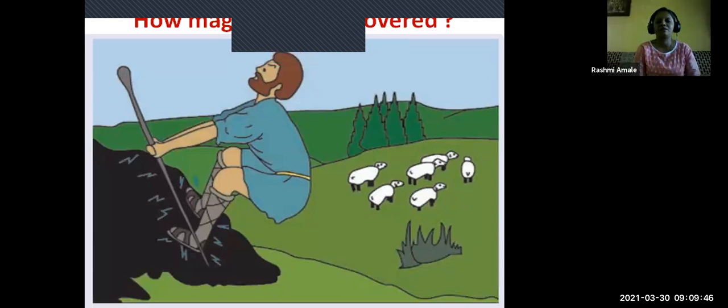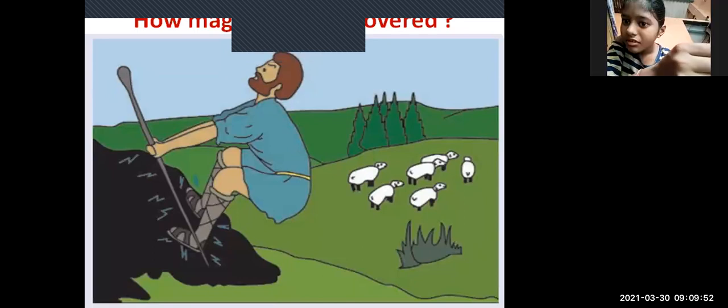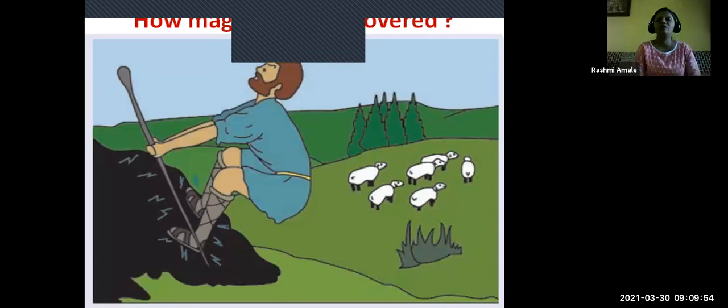He is Magnus. Okay, and he lived in Greece. So long back, there was a person named Magnus, and he was a shepherd, and he lived in Greece. So one day what happened? Every day he used to take his sheep for grazing. So once, one day he sat down on a rock. While his sheep were grazing, he sat down on a rock.